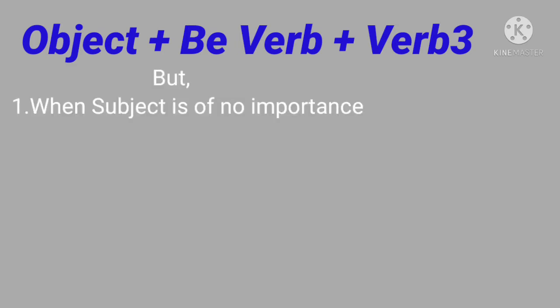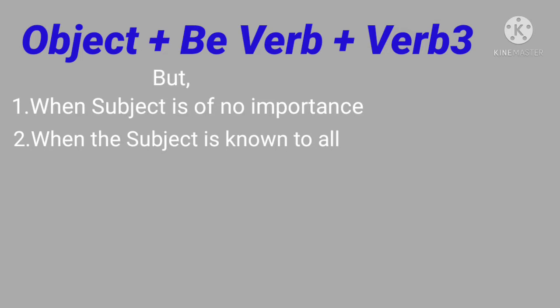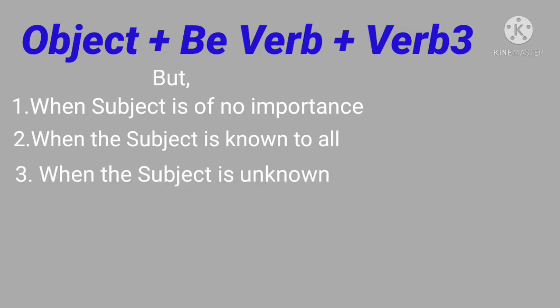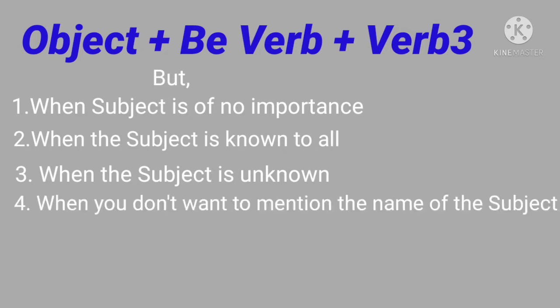But when the subject is not important, or when the subject, the doer of the action, is known to all, it again is of no importance, it's not given importance. And also, when the doer of the action is not known to anyone, or the subject is known to you but you want to hide the name of the person from others, in all these situations you use passive structures, you use passive voice sentences.